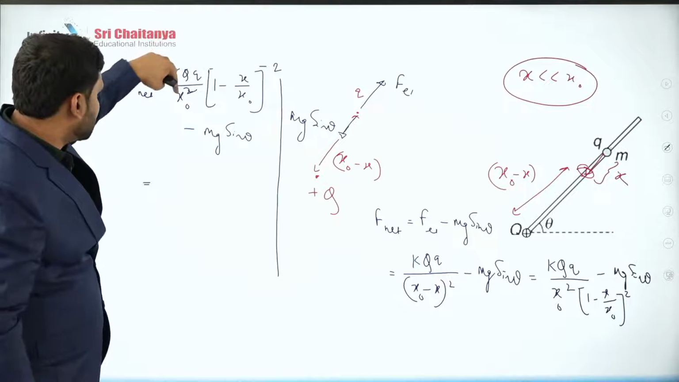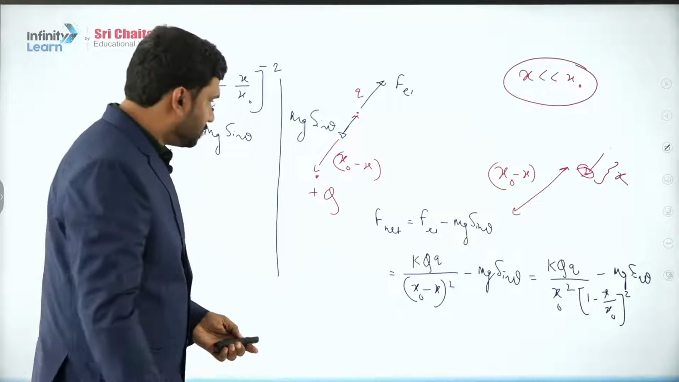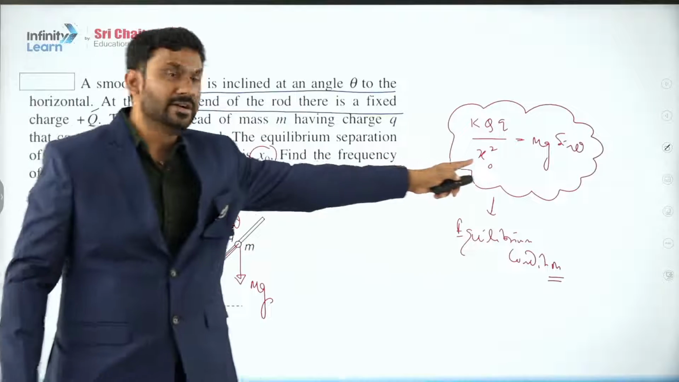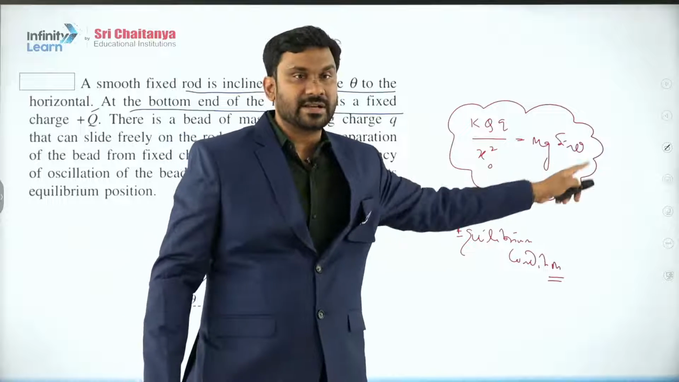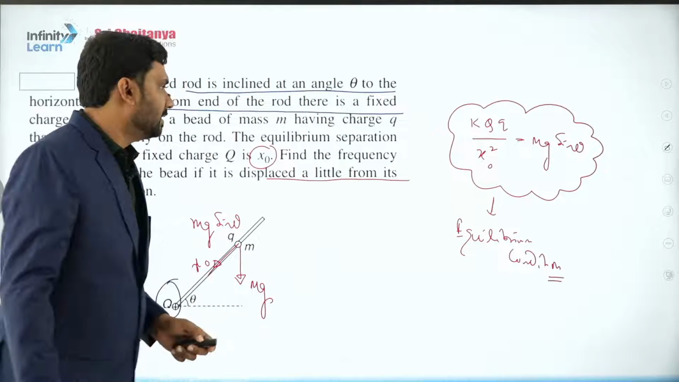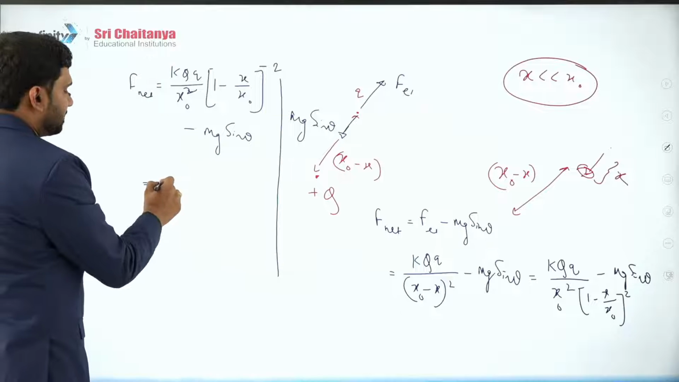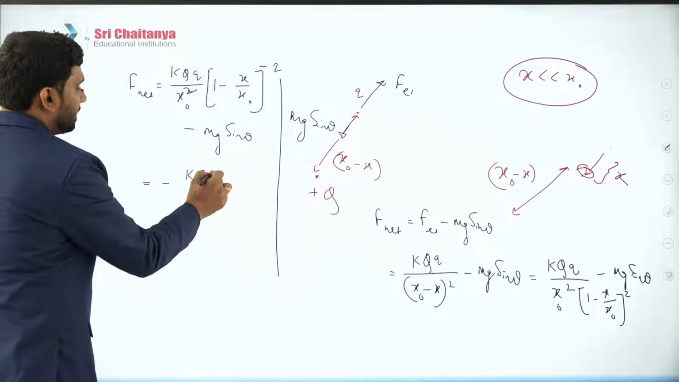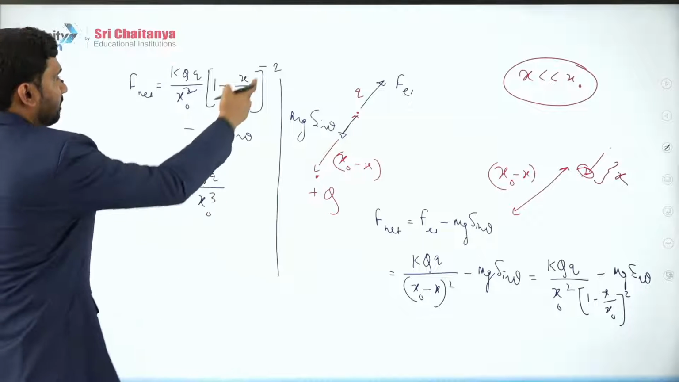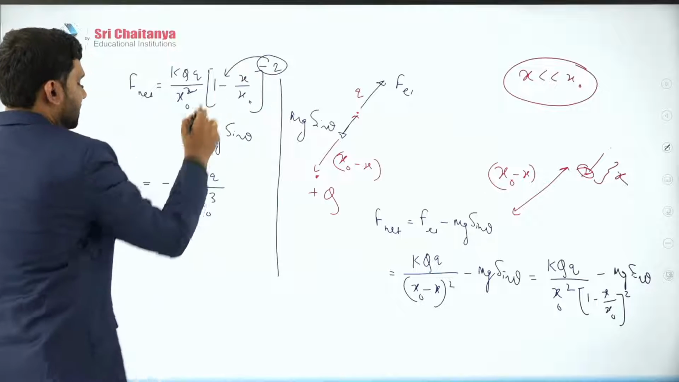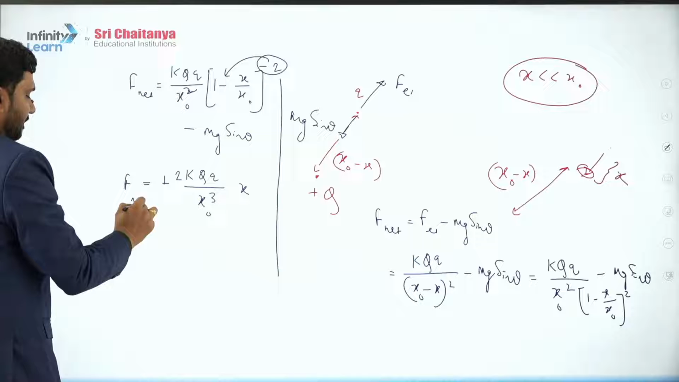K q by x naught square minus mg sin theta will make it 0. Why? Because that was the equilibrium condition. You want to check? See here, that is the equilibrium condition. So K capital Q small q by x naught square minus mg sin theta will make it 0, right? So that means this first quantity will make it 0. The surviving quantity is minus of K capital Q small q divided by x naught cube. For binomial theorem, these 2 come here. So this minus minus plus 2 into x. So that is F net.